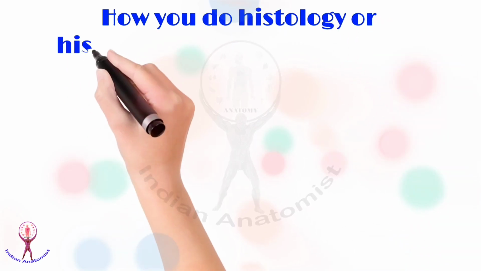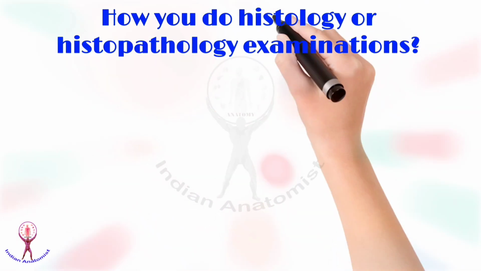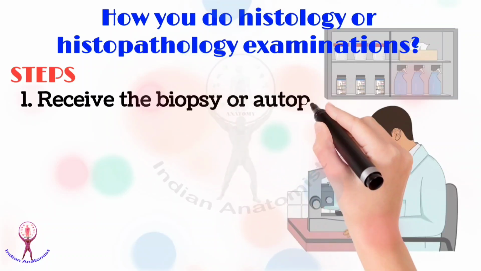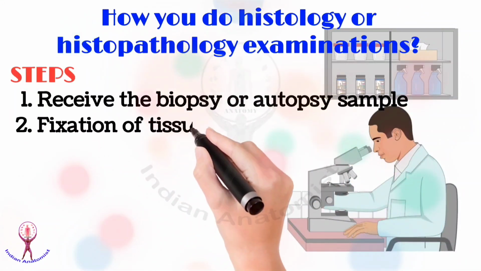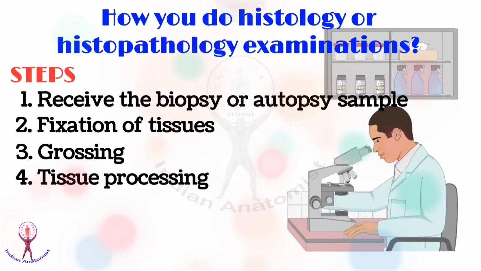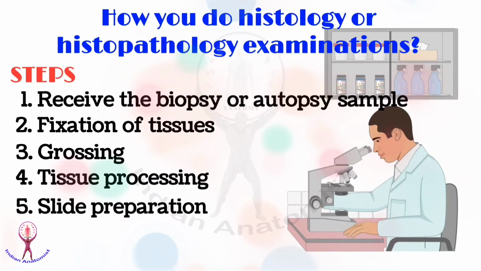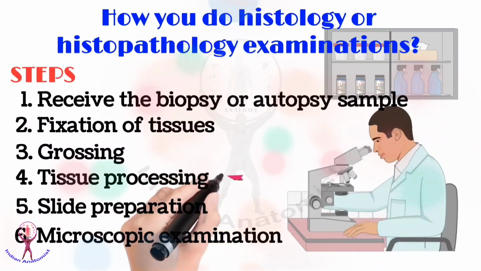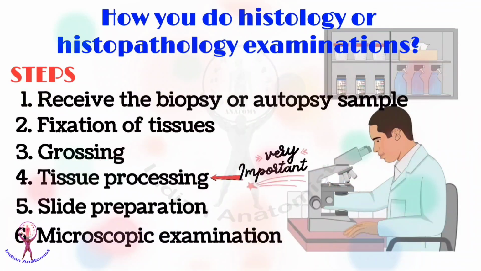Now, how to do histology or histopathology examinations? Number 1 is receive the biopsy or autopsy tissue samples. Number 2 is fixation of tissues. 3 is grossing. 4 is tissue processing. 5 is the slide preparation and staining. And finally, 6 is microscopic examination.